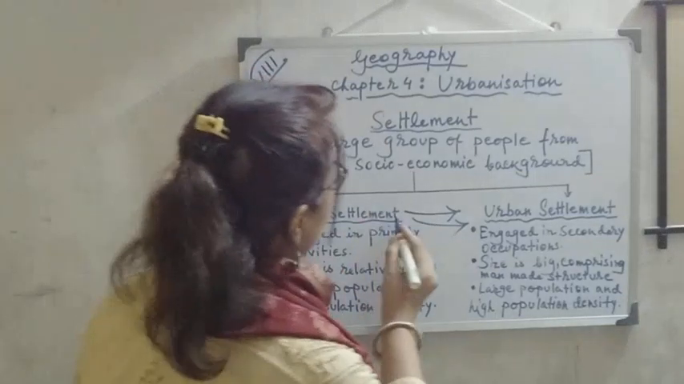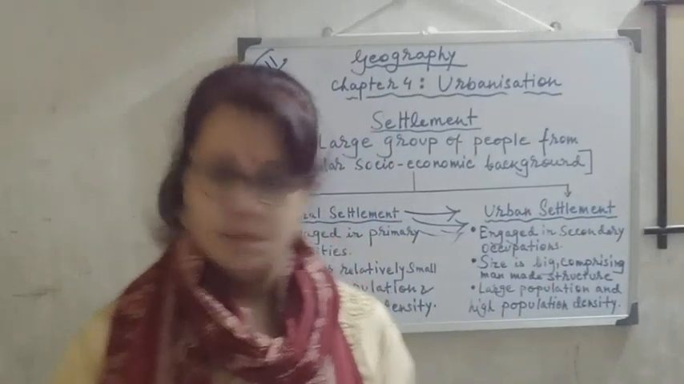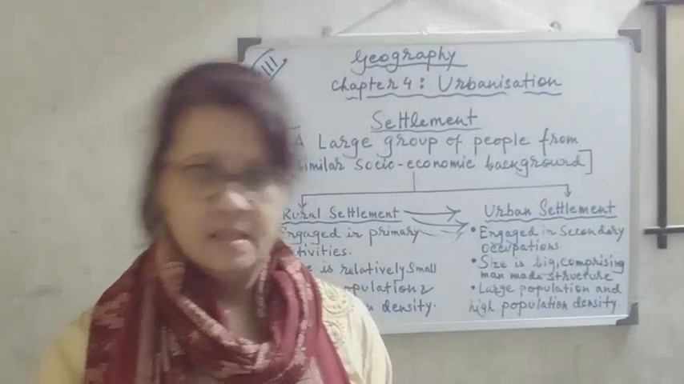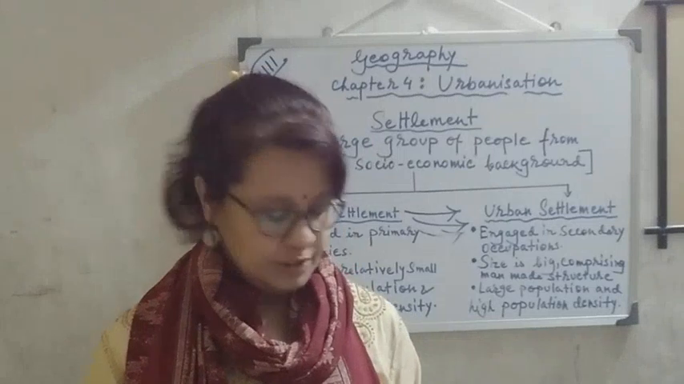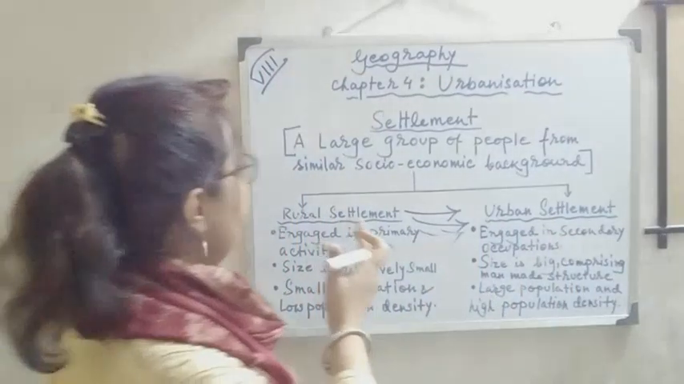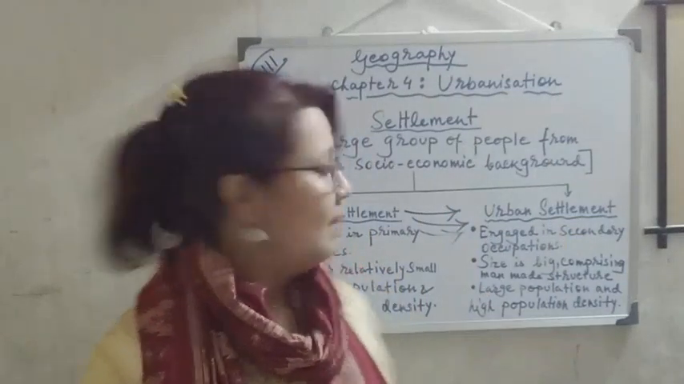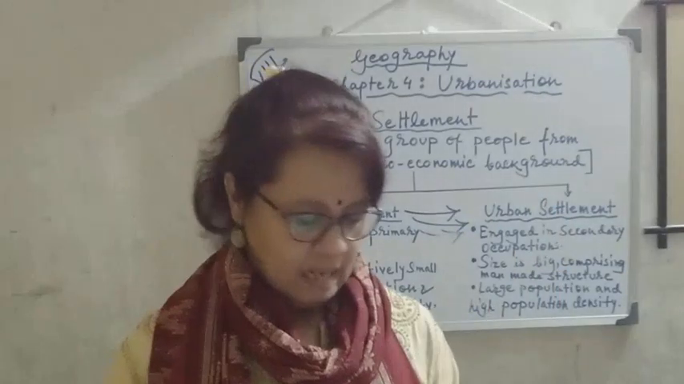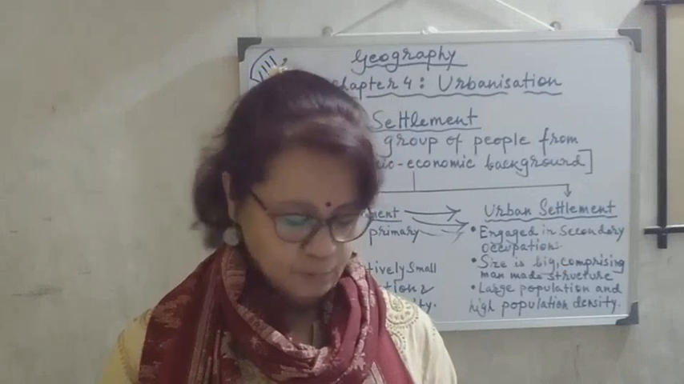And for the facilities to live a comfortable life, people from rural areas go to urban areas. They migrate to cities in search of a better life, better job opportunities, and the population of urban settlements increases in this way. So the population of urban settlements always increases. The process of moving and relocating of people from villages to cities or towns is called urbanization.